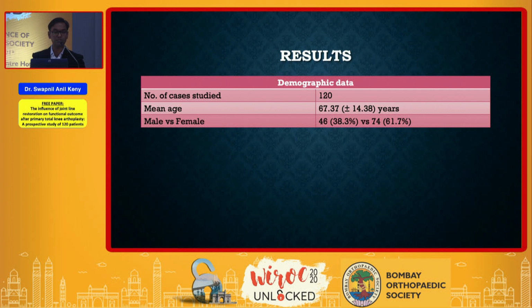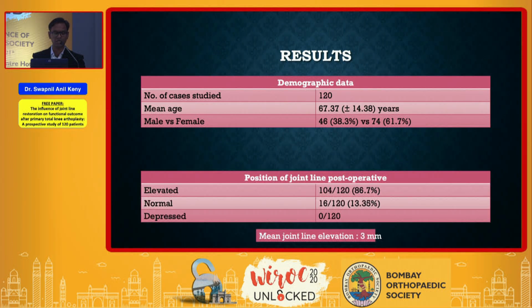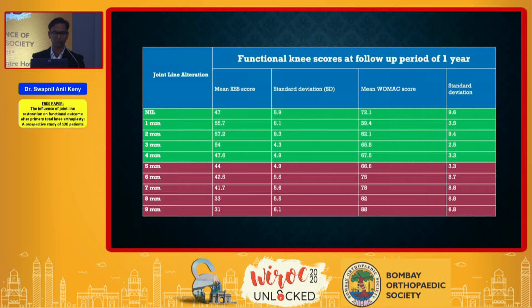So our results: we studied 120 patients with a mean age of 67.37 years, which include 46 males and 74 females. In our study, we found the joint line was elevated in 104 patients, although 16 patients showed a normal postoperative joint line. There was no patient with joint line depression, and the mean joint line elevation was around 3 millimeters. Our results show that there was a falling trend in the KSS score and a rising trend in the WOMAC score with every 1 millimeter rise in joint line elevation. This difference was found significant at a range beyond 5 millimeters.